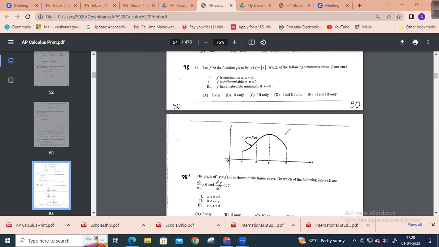Now just give me the answer for question 81. 81 is one of the easiest questions. They gave a function f of x, which is modulus of x, which most of you know. Is it a continuous function? Is it a differentiable function? Does it have an absolute minima or maxima at that point? Very good. Excellent. Most of you gave me answers. Perfect.